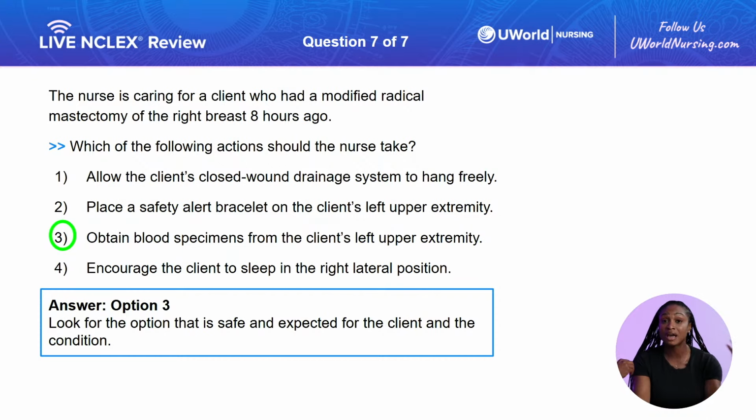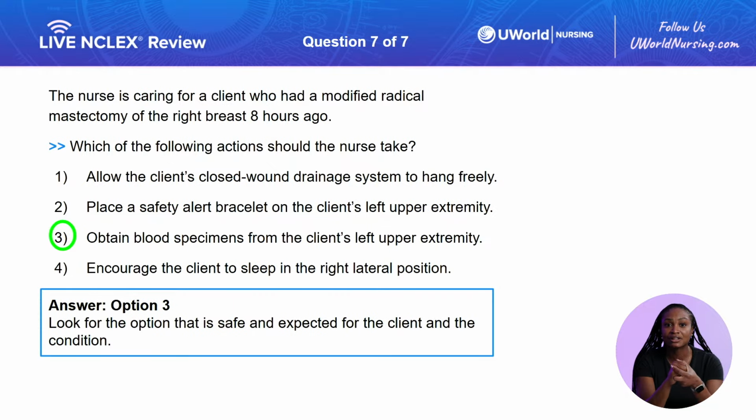So protect and rest that right side or whichever side is being affected. So you want to do everything on the opposite side. So in this case, it would be the left side. So do your blood pressures, put the IV line there. If we're doing blood draws or anything, everything is going to be on the opposite side of the surgical site. So obtaining the blood specimens from the left upper extremity would be the correct answer because it's the opposite side, because we're protecting the other side.